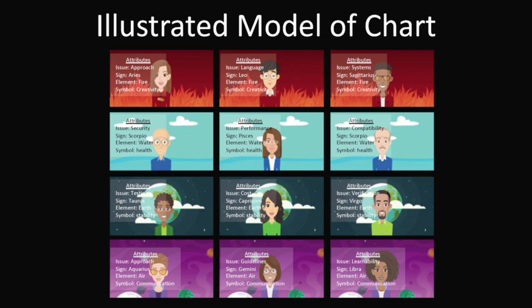If you take a look at the illustrative model, as you can see, like Aries, her issue is approaches. Her sign is Aries, and she's named Aries, and she's on the fire team. And her symbol is creativity. So as you can see, you look through each avatar and you see their 4 attributes.